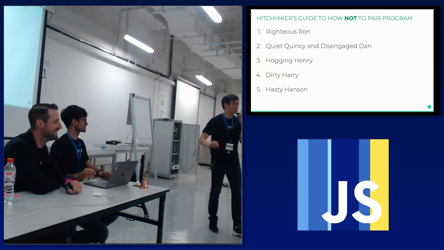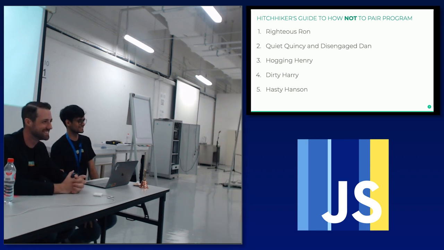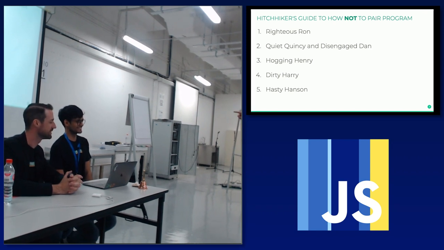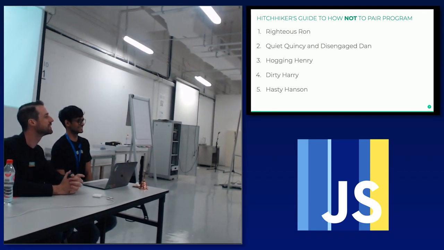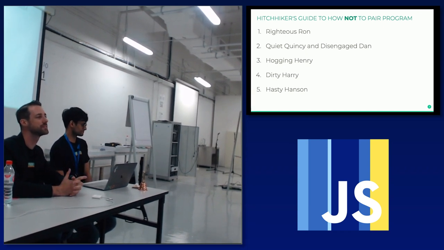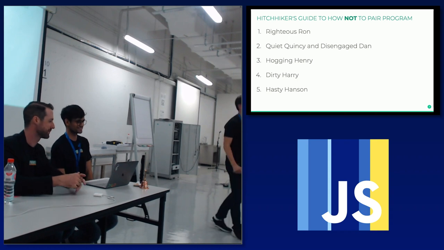Okay, stop. Which one is it? Five. Sorry, someone said hogging? Five? Hasty Hansen? No, that's not. One. Righteous Ron. Is it right? Yes. Yeah.